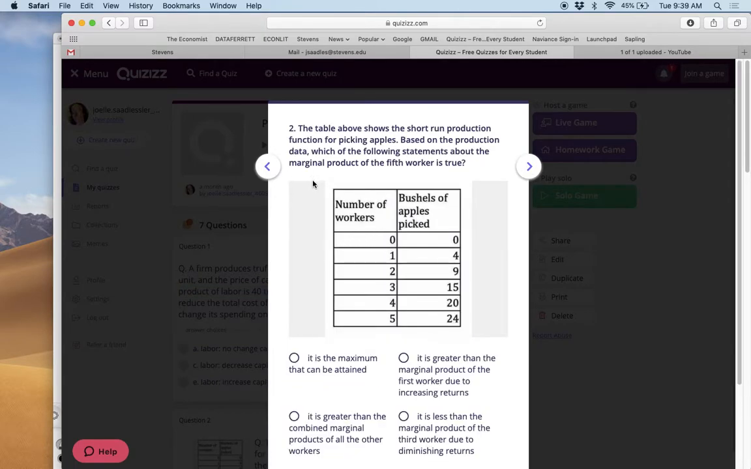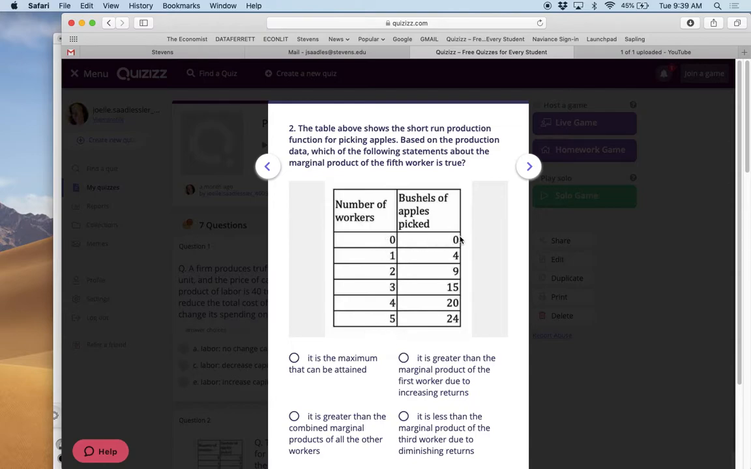The table above shows the short-run production function for picking apples based on the production data. Which of the following statements about the marginal product of the fifth worker is true? For the fifth worker, you go from 20 to 24 in total product. That means the fifth worker adds 4 units to production. Is it the maximum that can be attained? Is the marginal product of the fifth worker the highest marginal product?